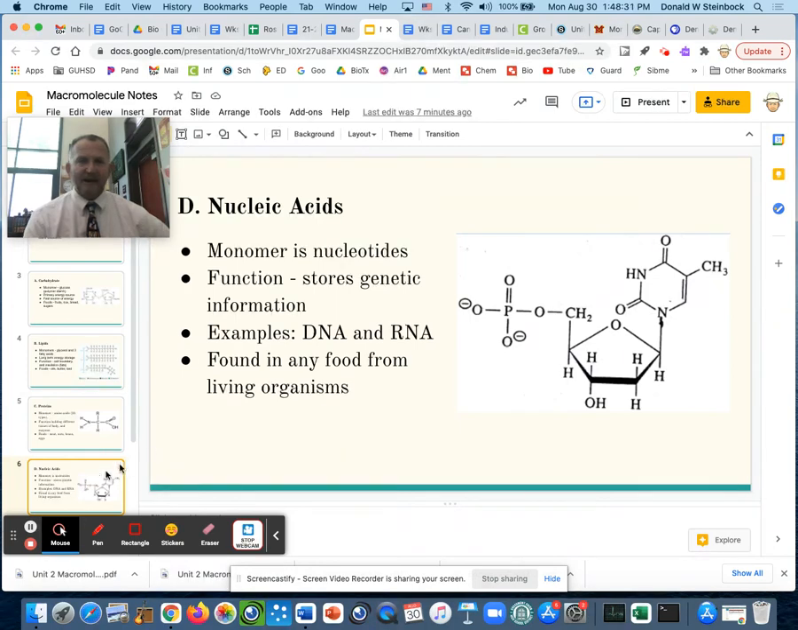All right, the last macromolecule is nucleic acids. The monomer of a nucleic acid is this structure here called a nucleotide. Its function is to store genetic information. Two examples you're probably familiar with are DNA and RNA. DNA stands for deoxyribonucleic acid, and RNA is similarly ribonucleic acid. And basically, you can find DNA and RNA in any type of food that comes from a living thing. As long as it hasn't gone through too much processing, you would find DNA intact.